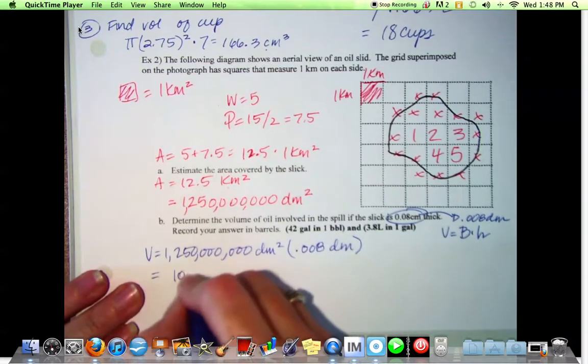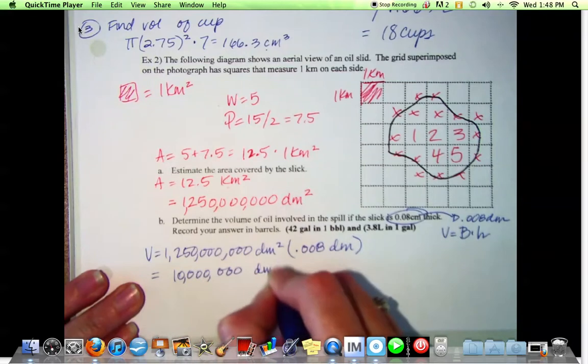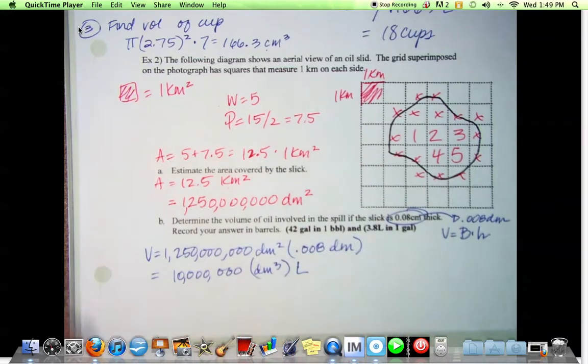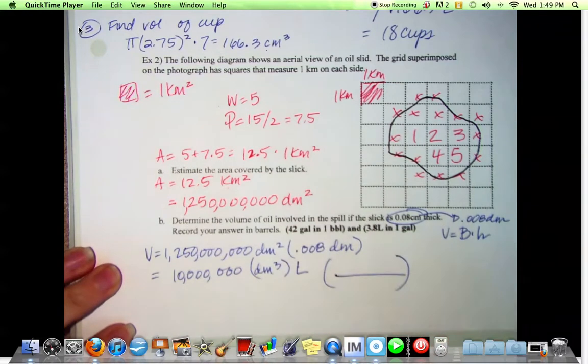Okay. What are my units? Decimeters cubed, which are equivalent to liters. Record your answer in barrels. So I can change my liters to what? Gallons. Liters to gallons. So what if you divide by 3.8?